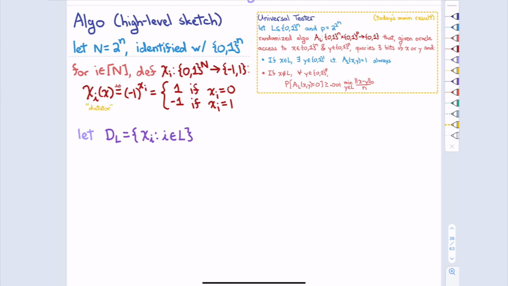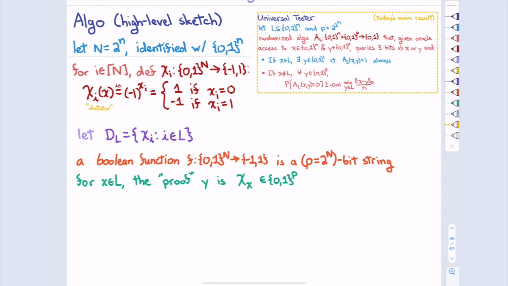So L is n-bit strings, so there's 2 to the n possibilities. And the function chi is defined over capital N-bit strings. So D sub L denotes the dictators corresponding to bit strings in the language. There's something kind of weird going on with this change of scale. That's okay.